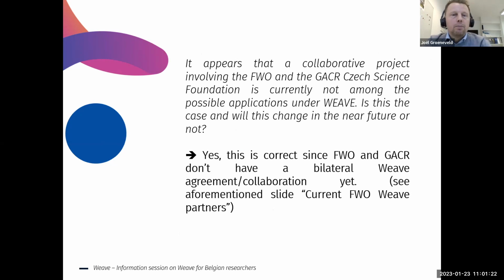Then it appears that the collaborative project involving the FWO and the Czech Science Foundation is currently not among the possible applications on the WEAVE. Yes, this is correct, since they do not have a bilateral WEAVE collaboration agreement yet. And will this change in the near future? It will not change in 2023. The idea is to work with all partners at a certain moment, but this changes from year to year, and it should only grow normally.